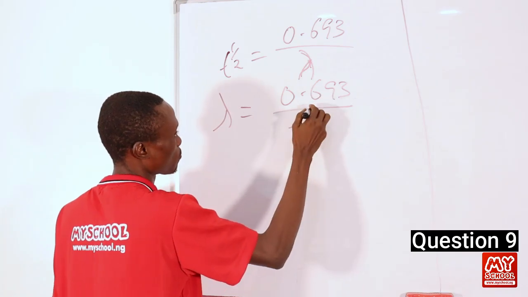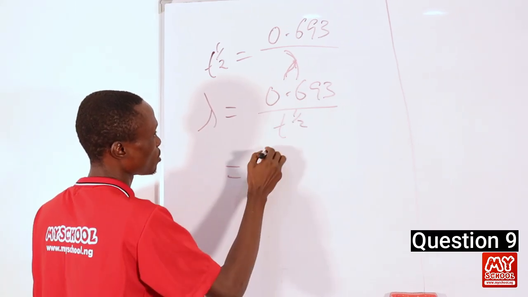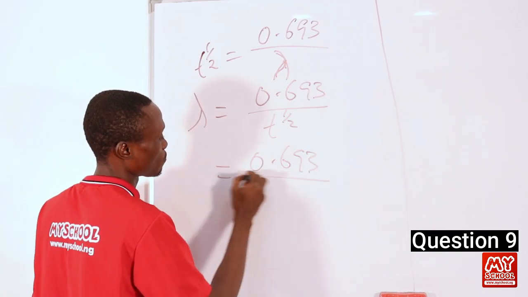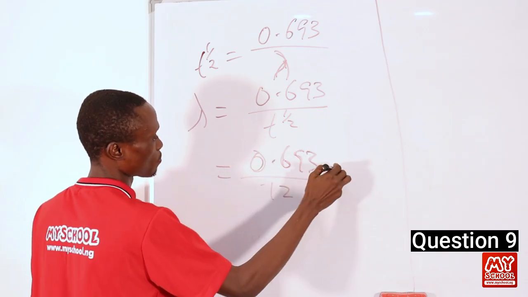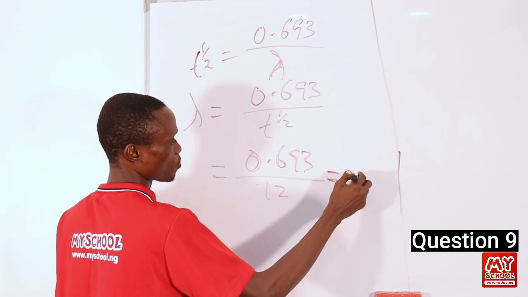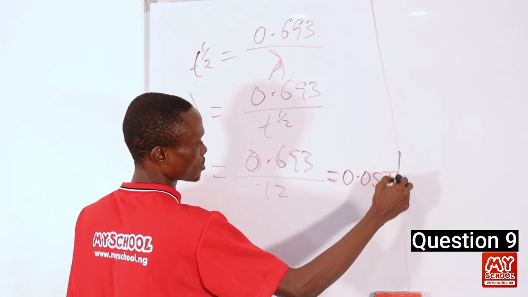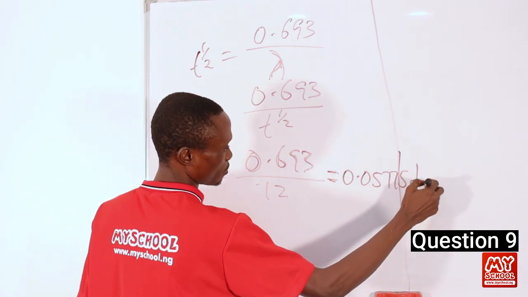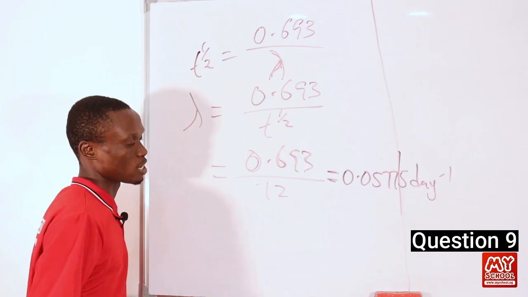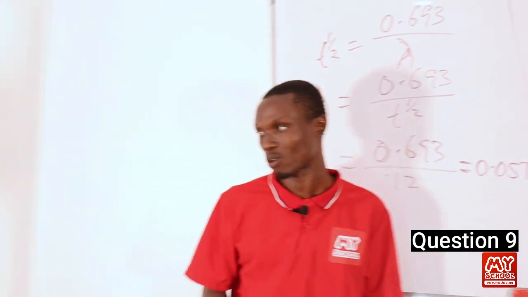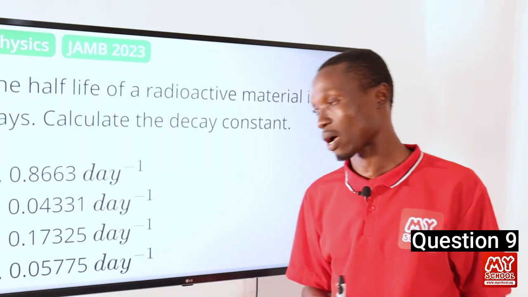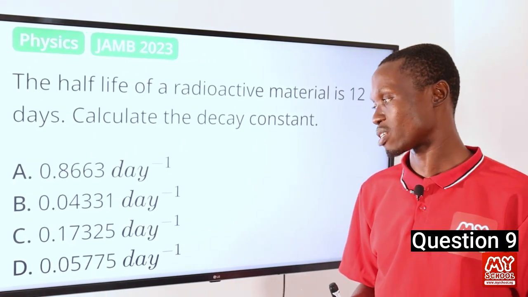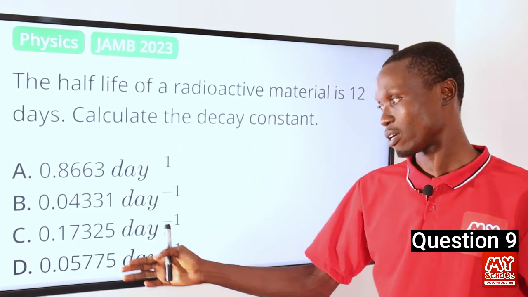0.693 divided by half-life. According to the question, we are given a half-life of 12. So we simply divide 0.693 by 12, and this will be equal to 0.05775 per day. So let's move over to the screen to pick the correct option. Option D is the correct option because from our calculation we got 0.05775 per day.